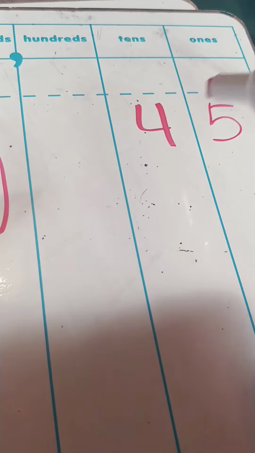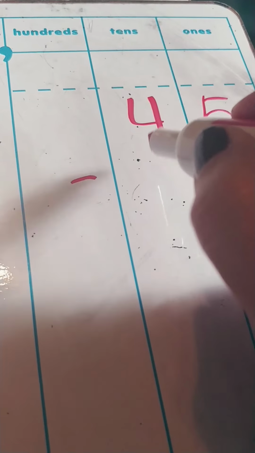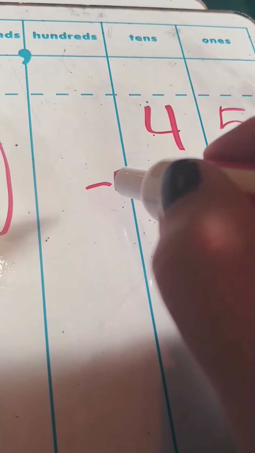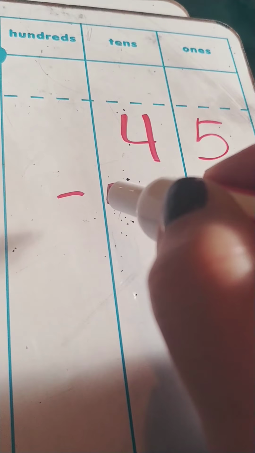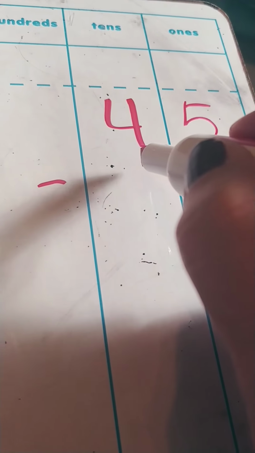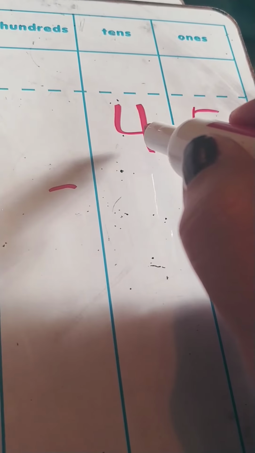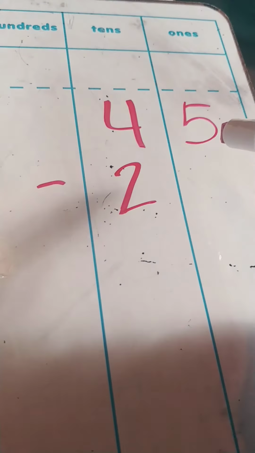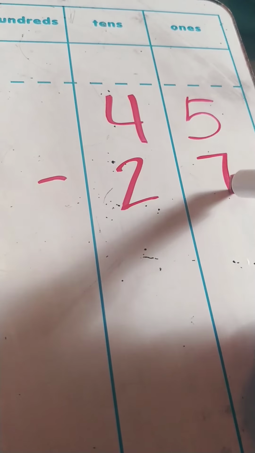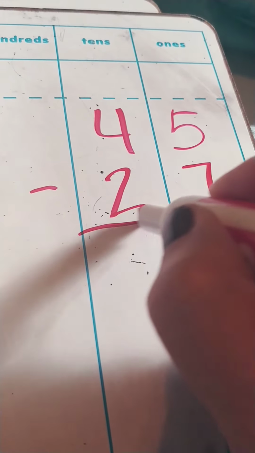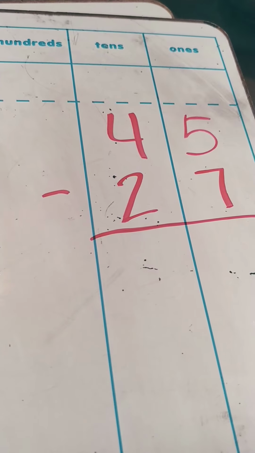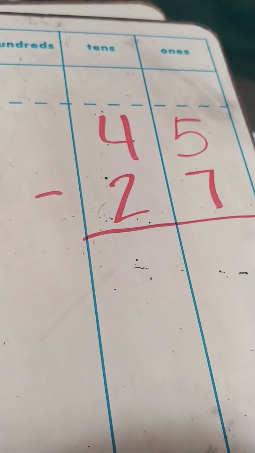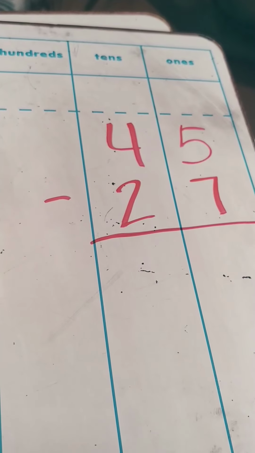45 take away. And I just put the minus sign right there in the hundreds spot, just so that it has a location. And as I said, you put the 4 in the tens, the 5 in the ones, and the same thing with 27. The 2 is in the tens place, and the 7 is in the ones place. And then I'm going to draw my equal sign. Okay, so let's look at this.